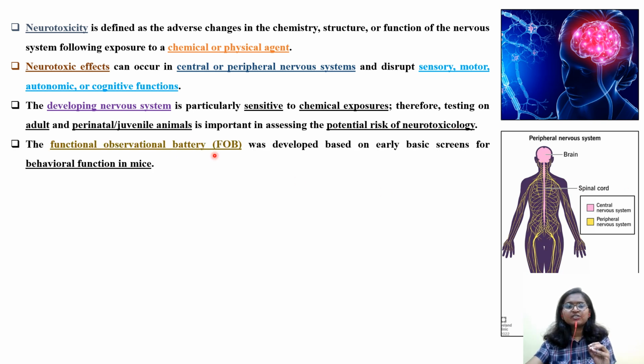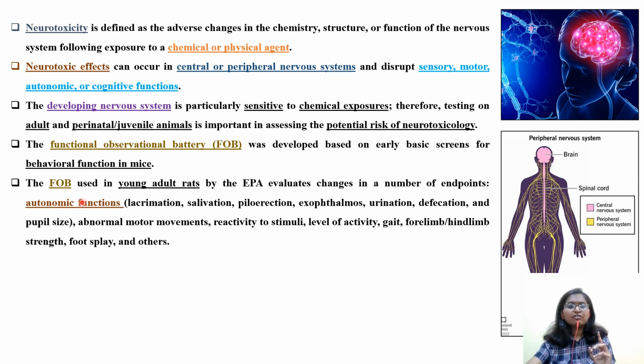Okay, the functional observation battery, again very important. FOB was developed based on early basic screenings for behavioral function in mice. FOB is used in young adult rats by the EPA to evaluate changes in a number of endpoints. What are those endpoints? Autonomic functions, which include lacrimation, that is more tears shedding from your eyes, salivation, piloerection where animals will show like this, then exophthalmos, which is related to the eyes, more protruding of the eyes, then urination, frequent urination, defecation also, and pupil size also, whether it is constricted or dilated, that you have to see.